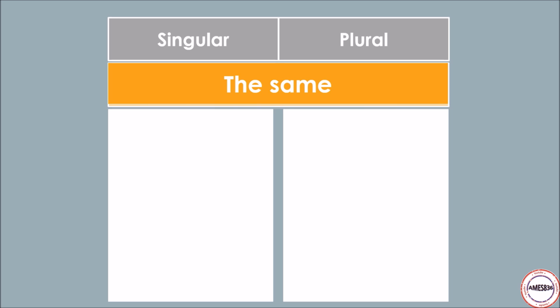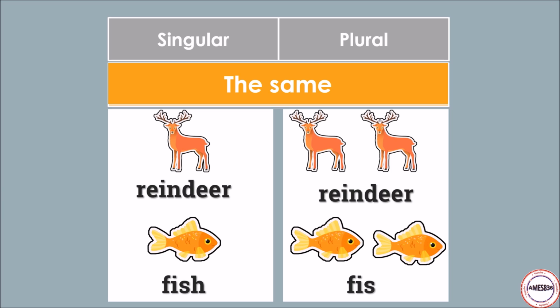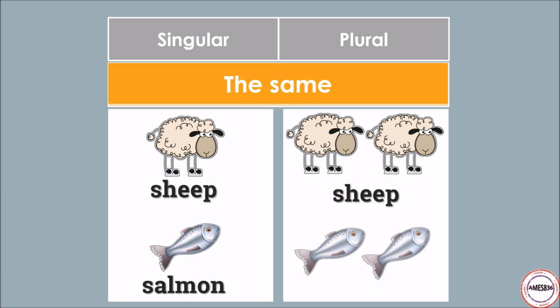Some plural nouns are the same as the singular noun. Reindeer, reindeer. Fish, fish. Sheep, sheep. Salmon, salmon.